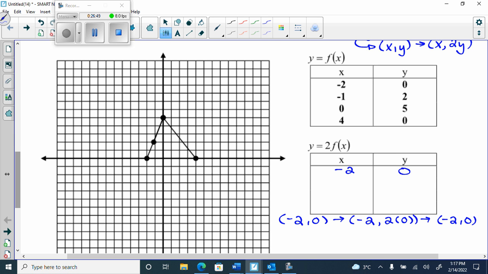Yes, because my y value is 0 and I'm multiplying my y's by 2. So it's going to stay the same. This one's going to stay the same. Is there another one that's going to remain invariant? Yeah, this one here, 4, 0.